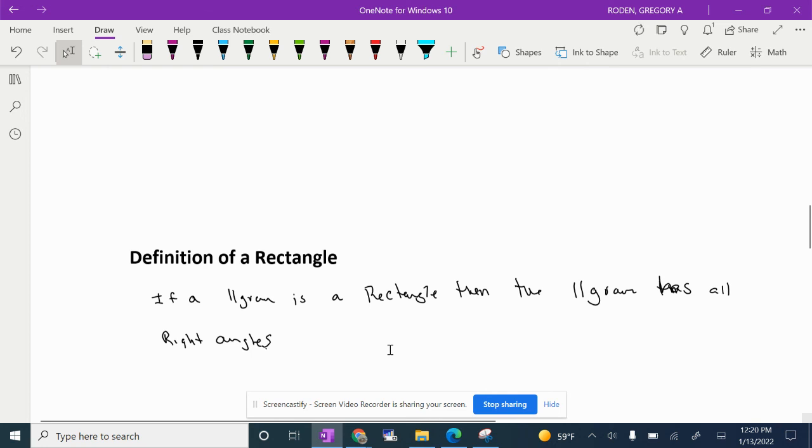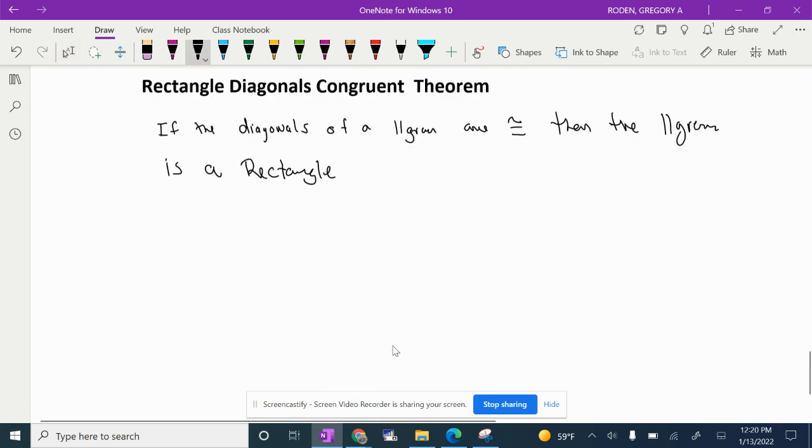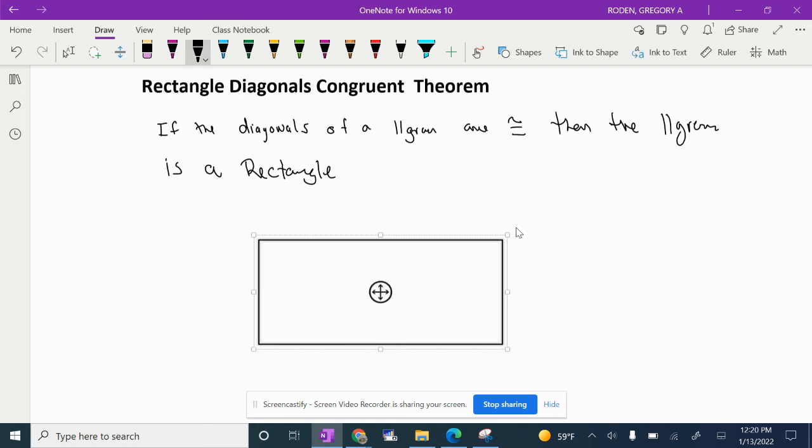Okay, so what I want to do now is take a look at this. So if I go down here, if the diagonals of a parallelogram are congruent, then the parallelogram is a rectangle. So what do we mean by rectangle? We mean a rectangle is a parallelogram with right angles. And so if this is rectangle A, B, C, and D, then diagonal AC is going to always be equal to diagonal DB.